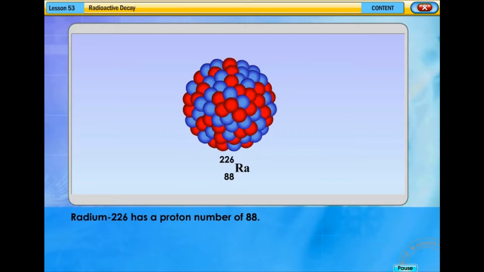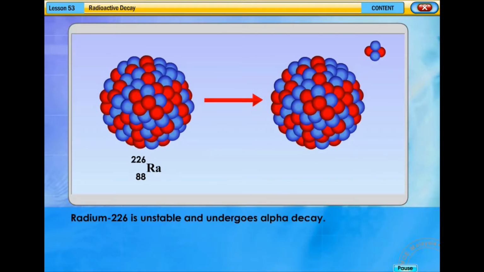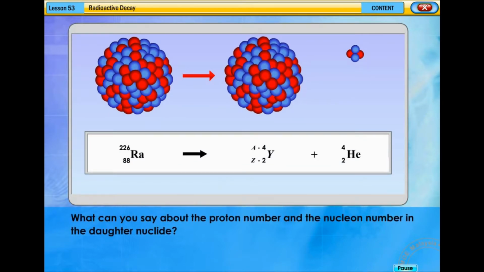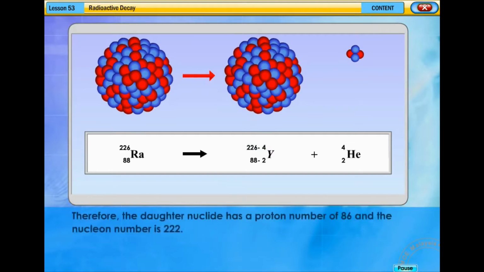Radium-226 has a proton number of 88. Radium-226 is unstable and undergoes alpha decay. What can you say about the proton number and the nucleon number in the daughter nuclide? The proton number in the daughter nuclide is reduced by 2, while the nucleon number is reduced by 4. Therefore, the daughter nuclide has a proton number of 86 and the nucleon number is 222.